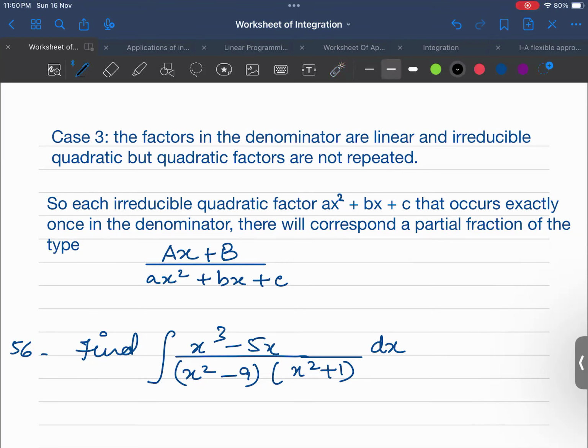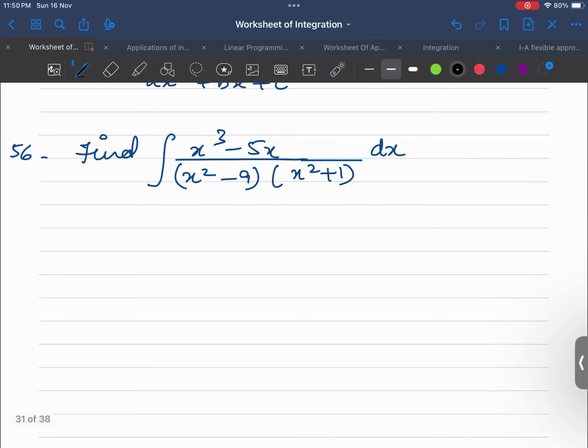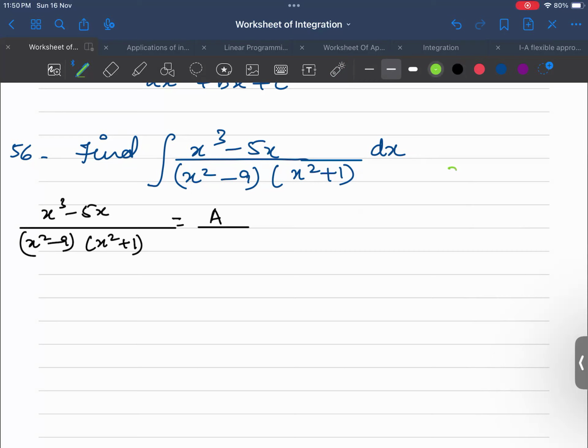Let's start with this: find the integration of x cube minus 5x divided by x square minus 9 and x square plus 1, dx. We can easily see they are quadratic. Now we will solve it. First of all, we will write it in this way. As we know, x square minus 3 square, we can write as x minus 3 and x plus 3.